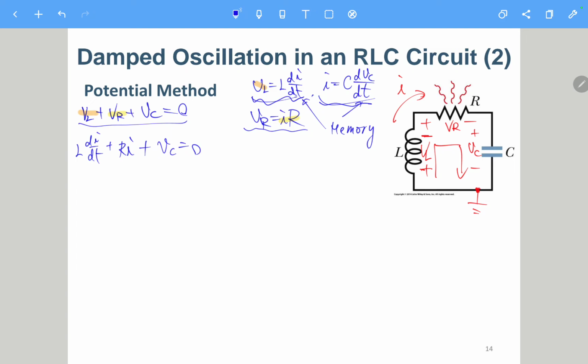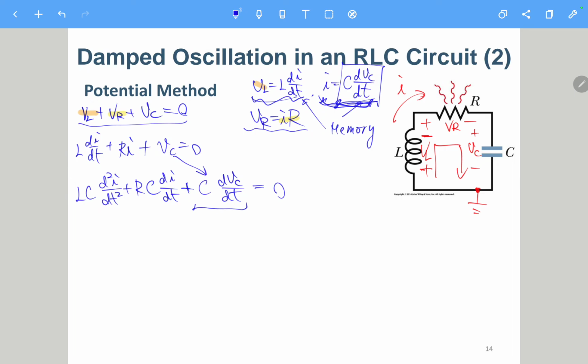Okay, so here let's take the derivative, then it will become L, the second derivative of I, d2I dt2, and then plus R di dt, and then plus dVC dt. Because we want to form this one out, and then we can just plug in I. We still want another C, so we just multiply C on both sides, so that we can form C dVC dt on the left side, which is nothing but I.